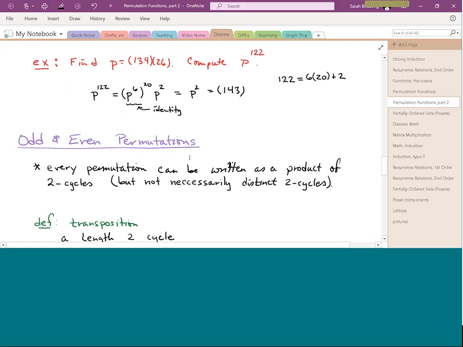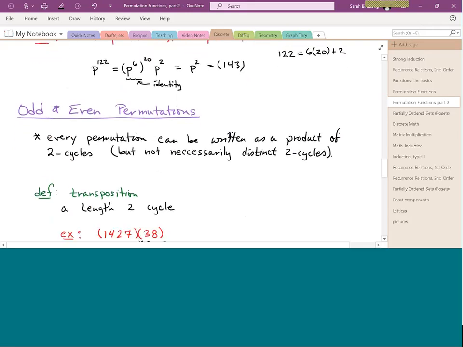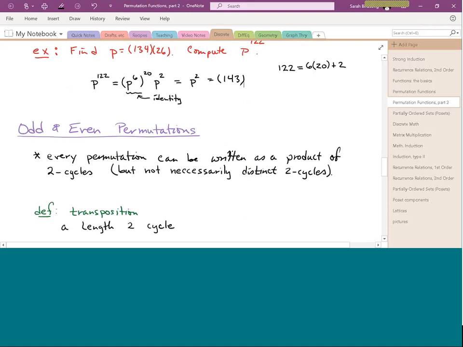In order to identify whether a permutation is even or odd, we have to deal with something called a transposition. A transposition is simply a really fancy way of talking about two cycles. That's all a transposition is. It's actually a descriptor because you've transposed, or swapped, two elements, which is where the name comes from. Now, it turns out every permutation can be written as a product of transpositions, or a product of two cycles.